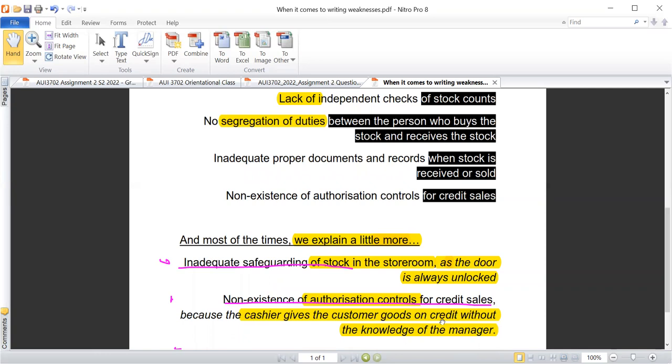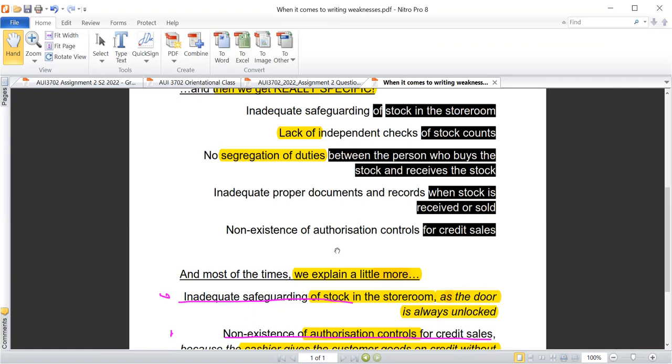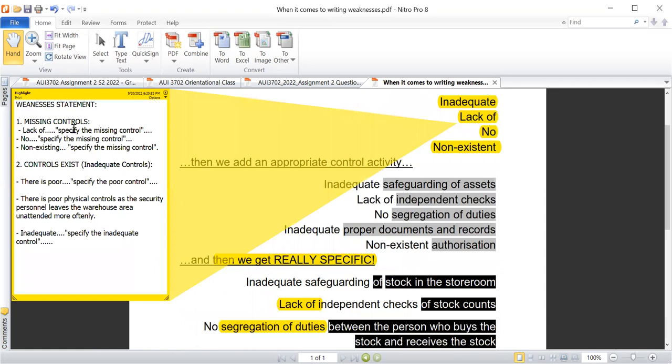So guys, when you give a weakness, what they want to see first of all is that you have identified whether it's a missing control or an inadequate control. Remember, don't forget this, guys. Missing control means the control is not there at all in the organization. But if I say the control is not in existence in how they perform their day-to-day activities, I need to substantiate why I'm saying that control is not there. How do I substantiate it? Based, of course, on the evidence they've provided in the case study scenario.